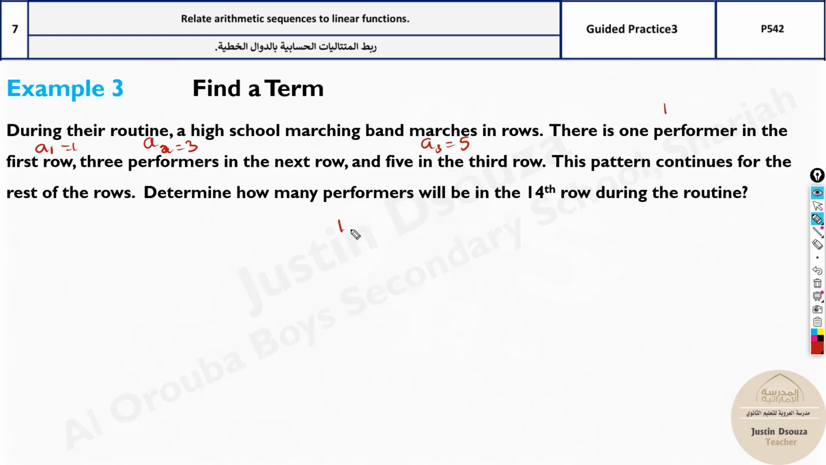So they have given a sequence 1, 3, 5. Now if you see, the common difference over here is 2, so next will be 7, 9 and so on. So d is 2 over here. And then n, what do you have to find? At the 14th row, n is 14. So we have to find an equals a1 plus n minus 1 times d. This is the formula, right?